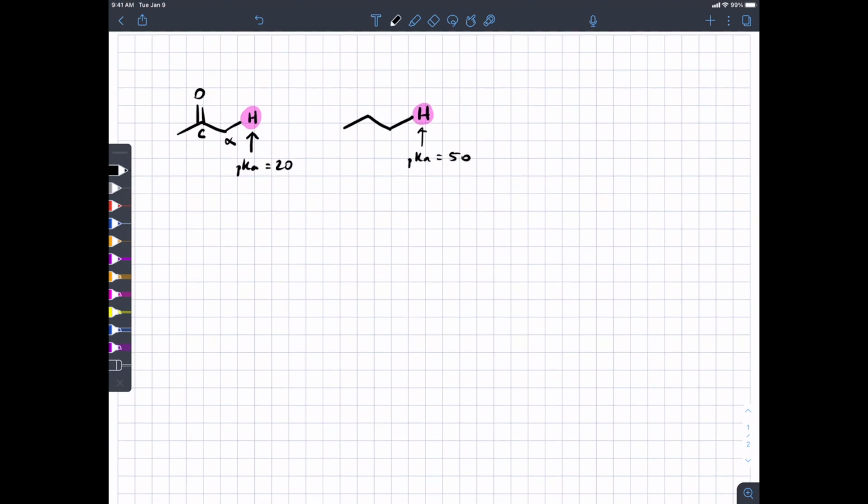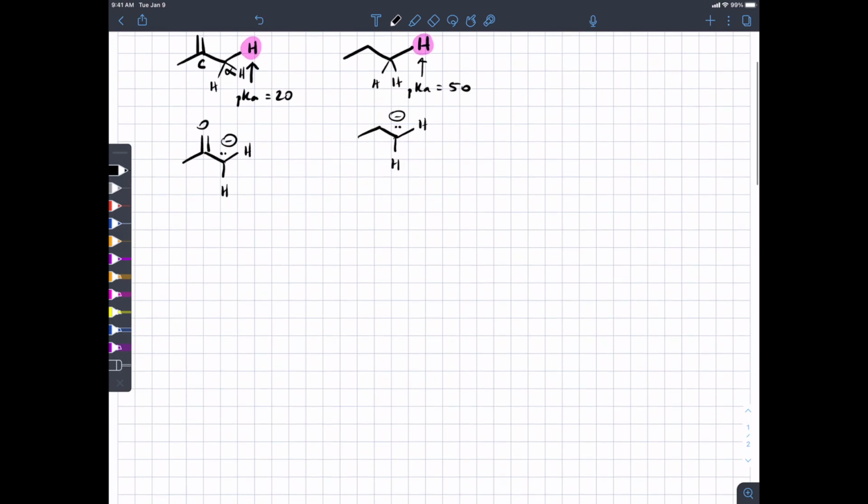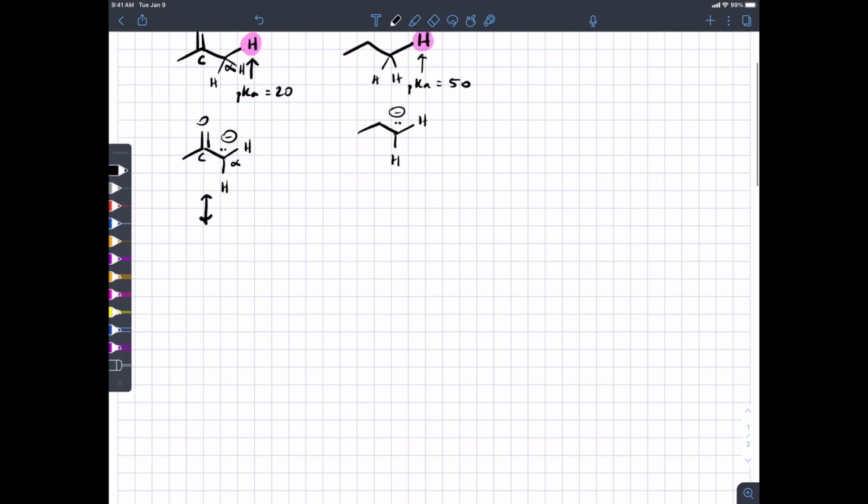So that's 10 to the 30, or 30 orders of magnitude, which is just an astronomical number. To consider the reasons why, we of course draw the conjugate base. I'll fill in the other protons that are implied but not previously shown. This conjugate base is a primary carbanion. This conjugate base with a negative charge at the alpha carbon is resonance stabilized because of the presence of the carbon-oxygen pi bond adjacent to the alpha carbon.